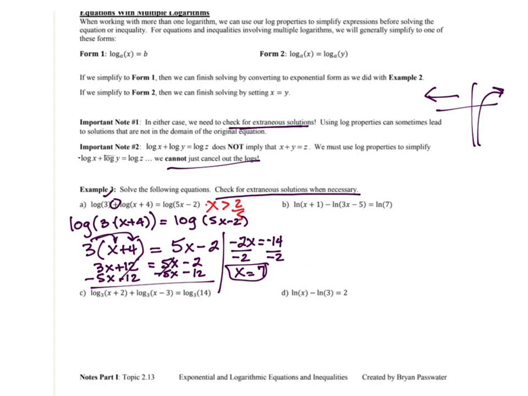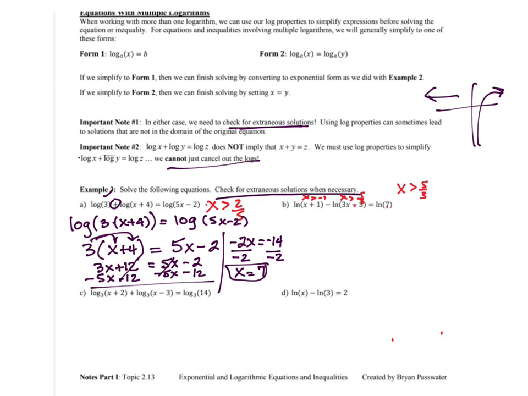Checking our domain first. In this case, x should be greater than -1. In this case, x should be greater than 5/3. In this case, 7 is greater than 0, so we don't have to worry about it. So we need x to be greater than the biggest number here, 5/3. As long as x is greater than 5/3, we're good. That's our domain. How did you get that? We set each argument greater than 0 and solved.